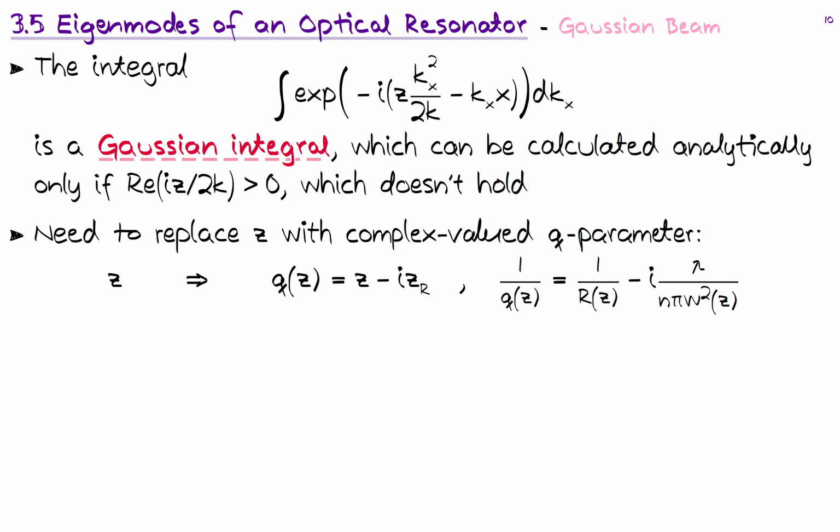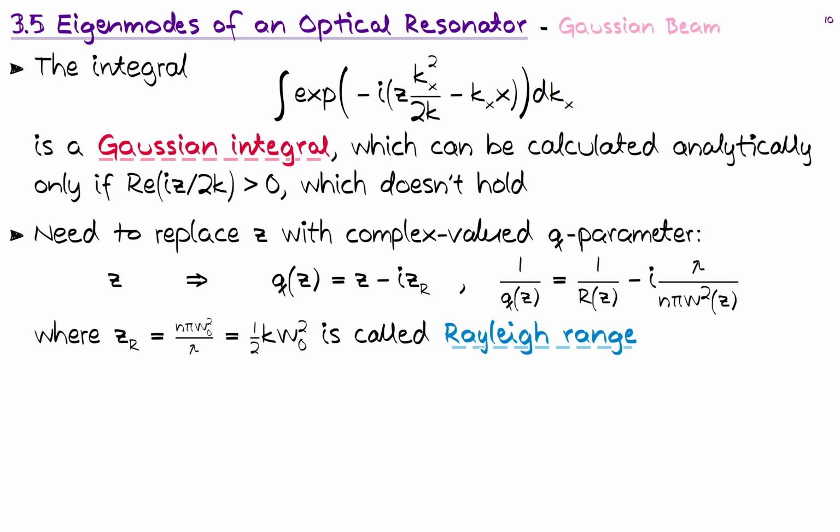But more on that slightly later, just bear with me. So this z_R is known as the Rayleigh range, and it's given by the refractive index n times pi times w naught, the so-called beam waist squared, divided by the wavelength of light. This can also be written in terms of the wave vector amplitude k and the beam waist w naught. And this is known as the Rayleigh range.